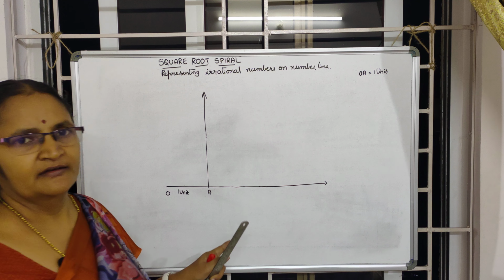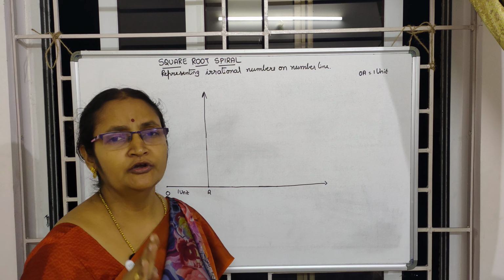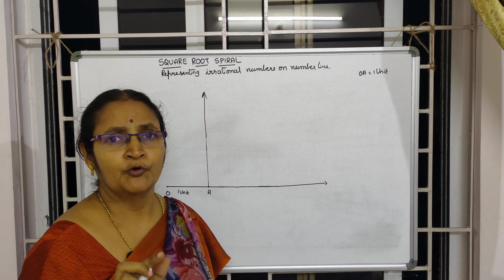Now on this line I am going to mark a point B such that OA equals AB. How much distance I took as OA, the same distance I have taken for AB. Here I took OA as 2 centimeters, that is 1 unit. Now I mark the same distance here as B. AB is also equal to 1 unit. Done.